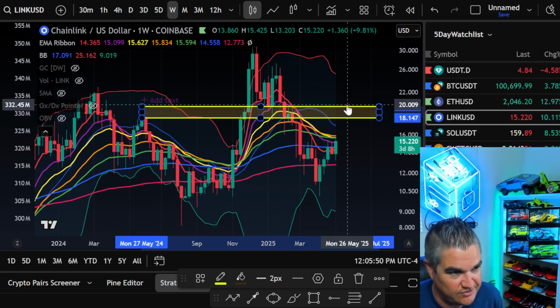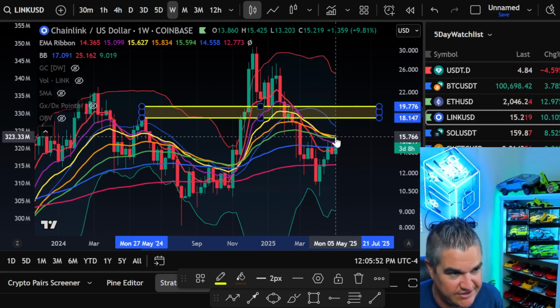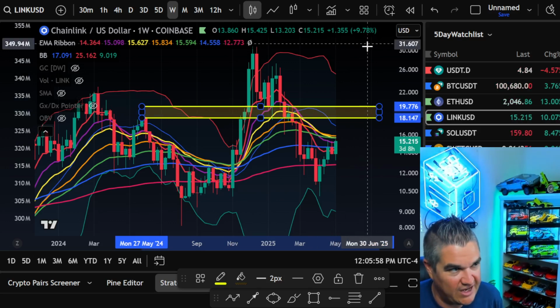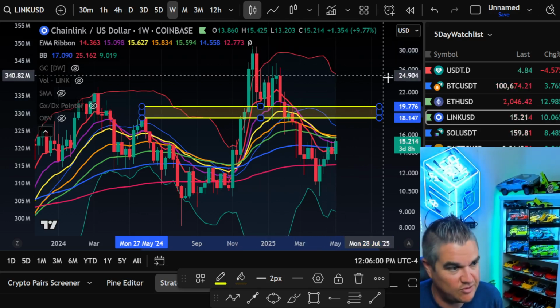Get above this zone. 16 is the first step. 19 to 20, next step, right? Get above here. Then, local highs and then some. That's what we're looking at.